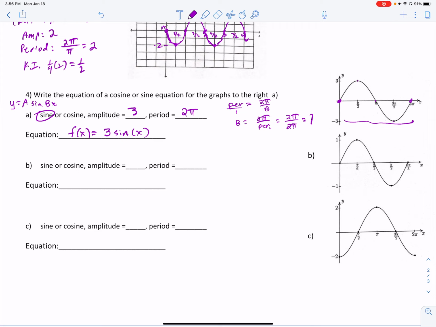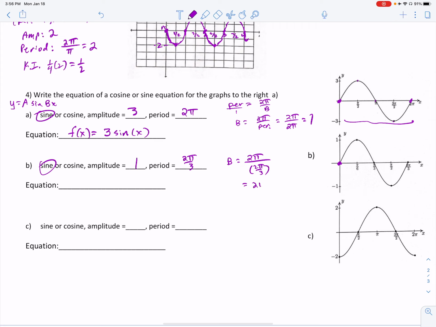All right, in part B, it's starting at 0, 0, so therefore it's got to be a sine graph. And it's going up to 1 and down to -1, so the amplitude is just 1. But it gets through one complete cycle, we also can refer to that period as a cycle, in 2 pi thirds, so that is the period. So for the equation, my a is going to be 1, but I need to work on what is b. And b is 2 pi divided by the period.